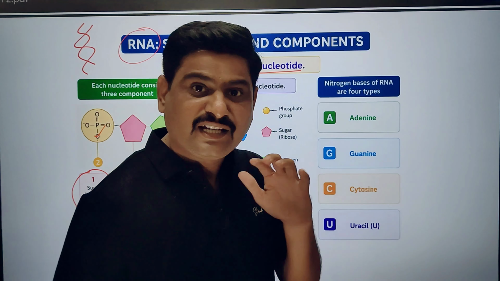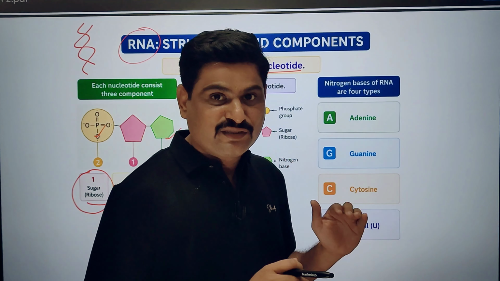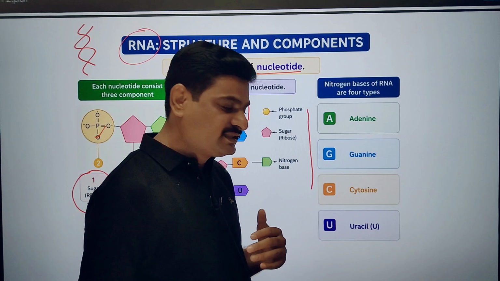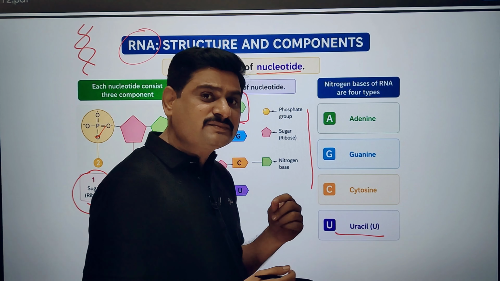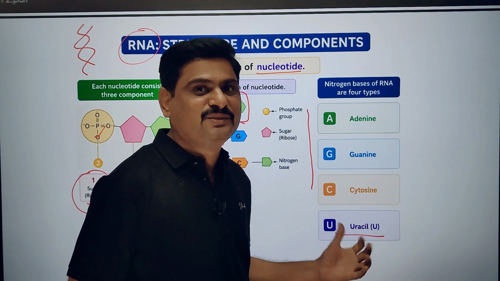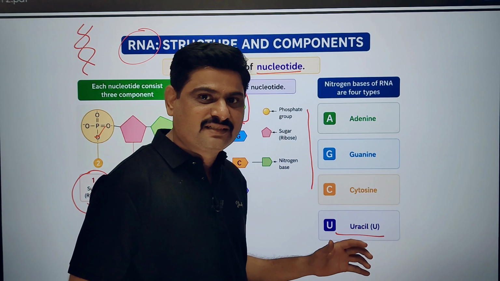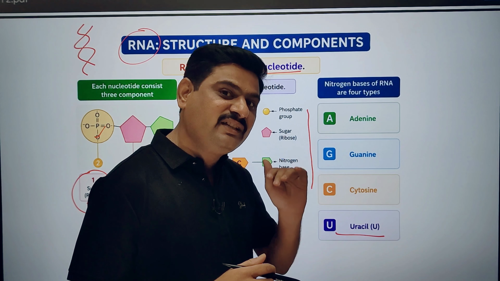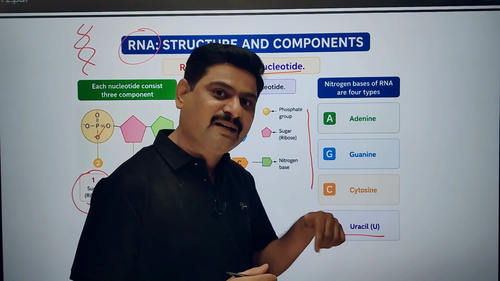Now let's see about the nitrogen bases. We just discussed that the starting 3 are the same for both DNA and RNA, the 4th one is changing. In DNA there is thymine, whereas in RNA it is uracil. Is it clear? So uracil is present only in RNA, absent in DNA. Clear?